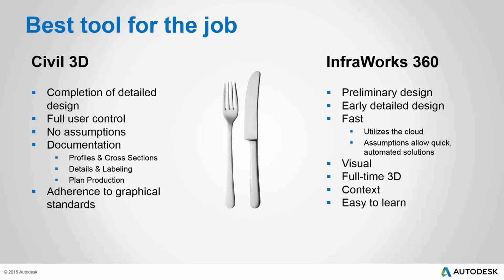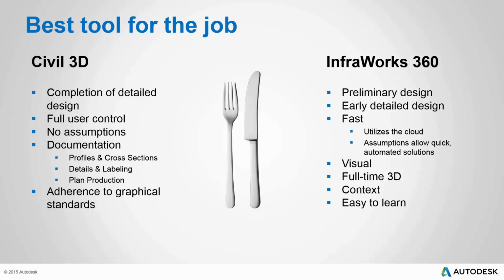So the primary takeaway of this presentation is that with the combination of Civil 3D and InfraWorks 360 together, you have the ability to use the best tool for the job at any given time. When it comes to Civil 3D, you can use it for the completion of detailed design, having full user control with no assumptions made, and the ability to do documentation through tools like profiles and cross-sections, details and labeling, and plan production. And not to mention the ability to adhere to the graphical standards that you're required to adhere to.